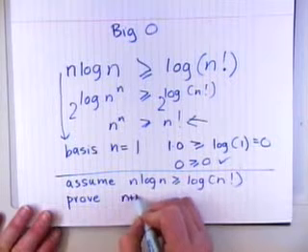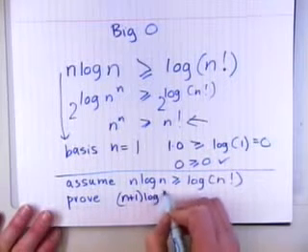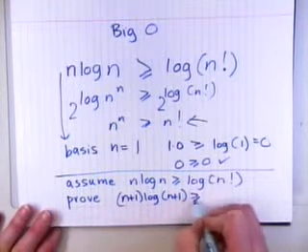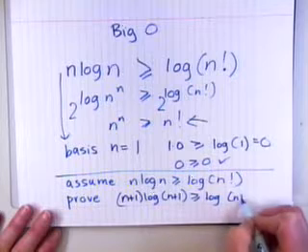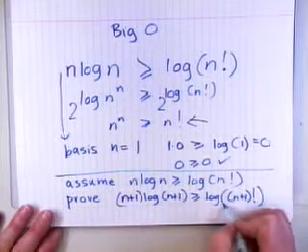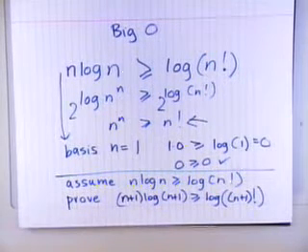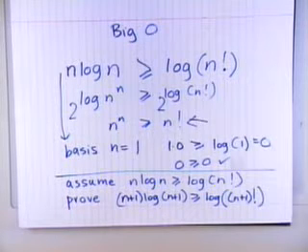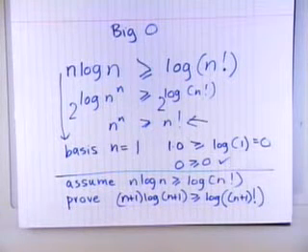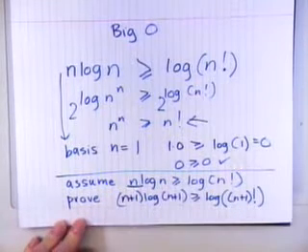So here I have to prove that n plus 1 times log of n plus 1 is greater or equal to log of n plus 1 factorial. So now I've done my setup. Where did the leading n plus 1 come in the proof? That came because I had an n there.